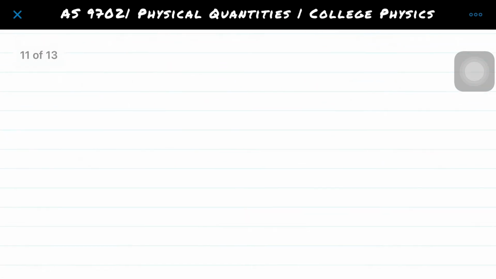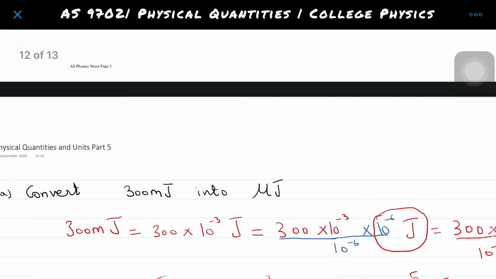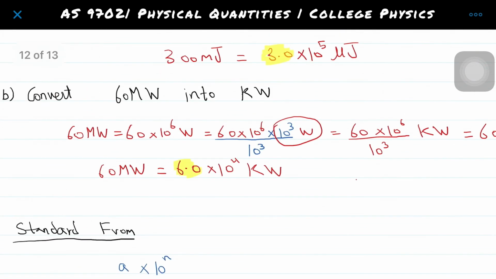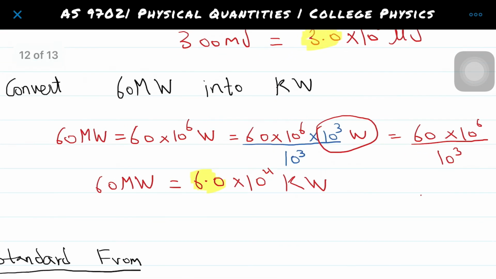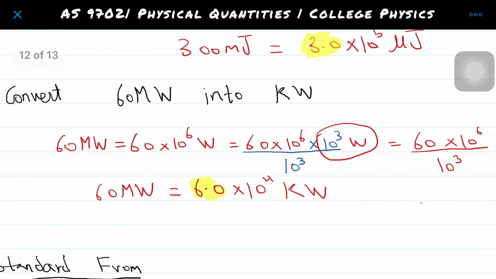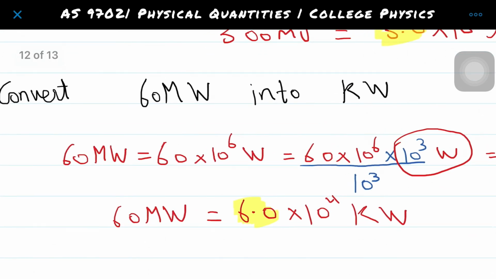Another example is that we have to convert 60 megawatt, because the capital M here represents the mega, right? So converting 60 megawatt into kilowatt. How do we know it's kilo? Because the capital K represents kilo, right? So 60 megawatt would be 60 into 10 raised to the power 6 watt. So instead of mega, we write into 10 raised to the power 6 watt.